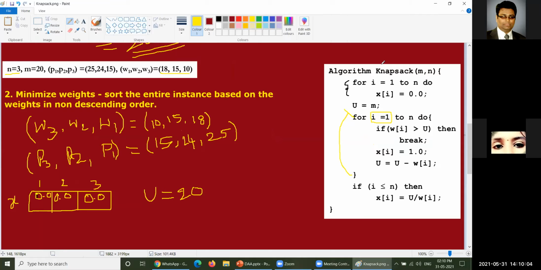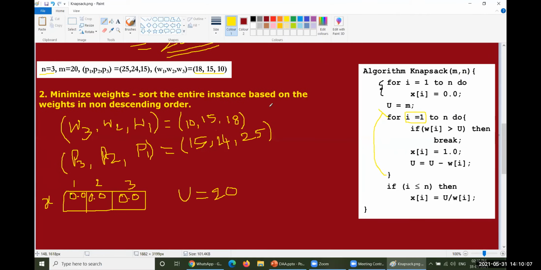Whether W3 is greater than U or not, that is the condition. If so, W3 is greater than capital U or not. What is the value of W3? 10. 10 is greater than 20, which is false. Since it is false, you have to take these two initiations. That is x of i, in the sense x of 3, equal to 1. So it has been changed to 1.0.